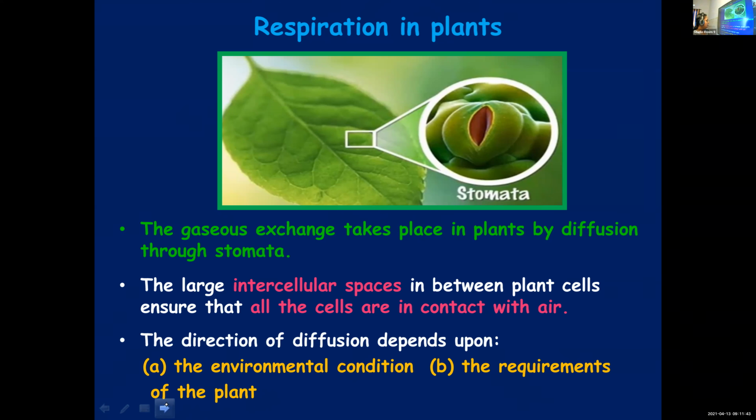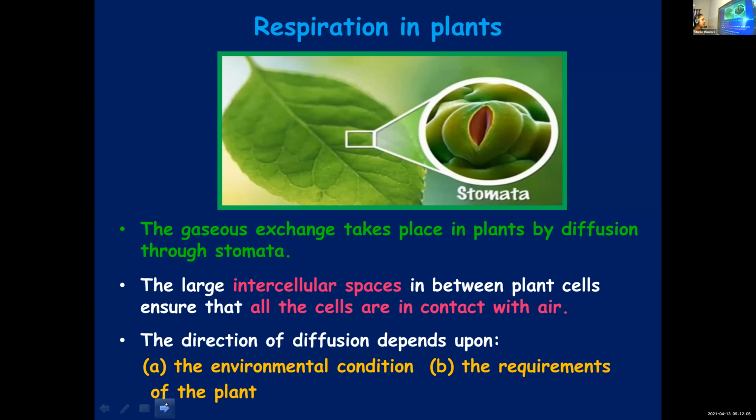And the direction in which diffusion takes place depends on two factors. Direction of diffusion means, as I just told you, gases are exchanged by means of diffusion. In which direction the diffusion is taking place depends upon the environmental conditions and the requirements of the plant.